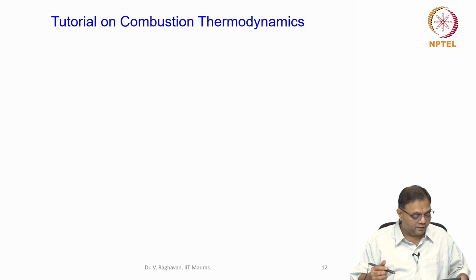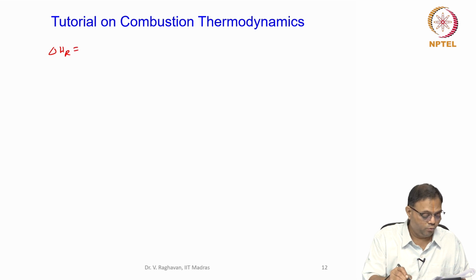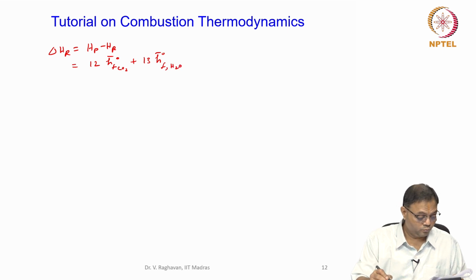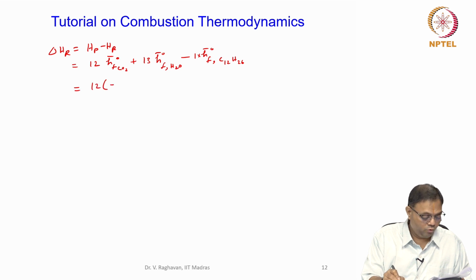So now, taking the values from the table and substituting, delta HR will be equal to HP minus HR, which is equal to 12 times HF of CO2 plus 13 times HF of H2O minus HF of C12H26, into 1. That's all.